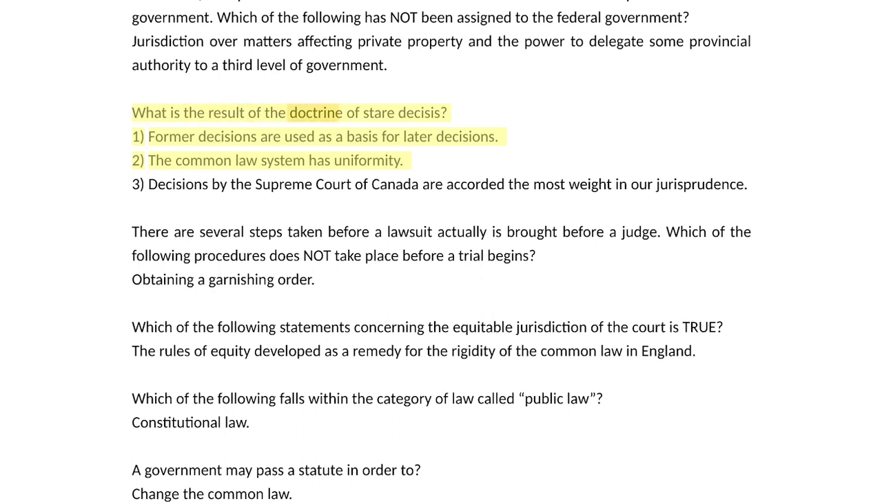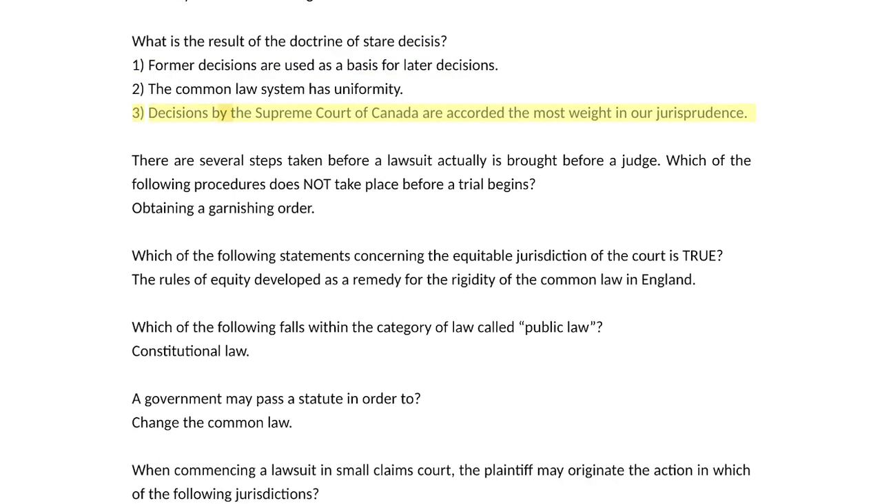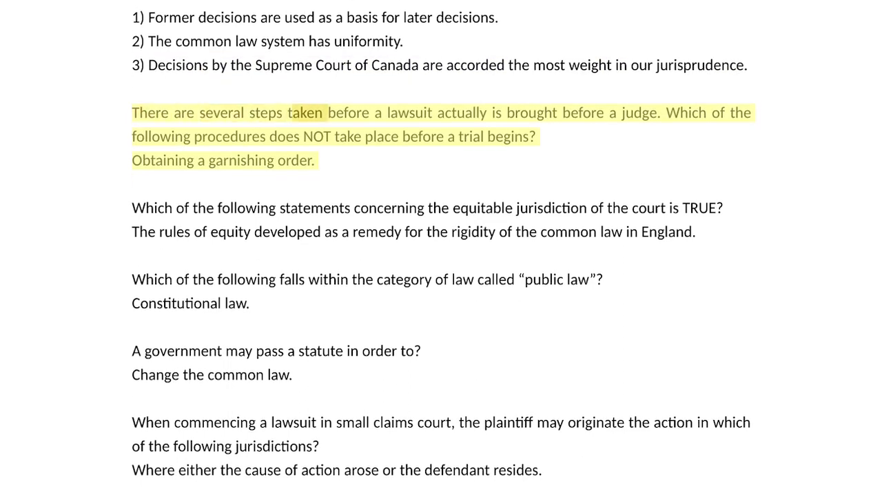What is the result of the doctrine of stare decisis? 1. Former decisions are used as a basis for later decisions. 2. The common law system has uniformity. 3. Decisions by the Supreme Court of Canada are accorded the most weight in our jurisprudence. There are several steps taken before a lawsuit actually is brought before a judge. Which of the following procedures does not take place before a trial begins?